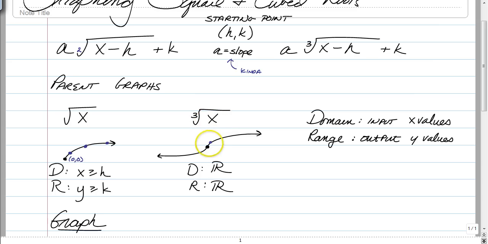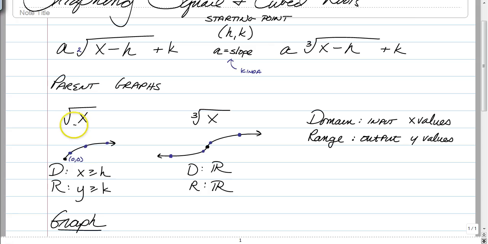Cube roots, same kind of thing, except now you're cube rooting. So the cube root of 1 is 1, and the cube root of a negative 1 is also a negative 1. But then your next perfect cube is 8, so the cube root of 8 is 2, and the cube root of a negative 8 is a negative 2. So it has the same idea, but since you can go positive and negative, it has a different domain and range. So your domain and range for any cube root is always going to be all real numbers.